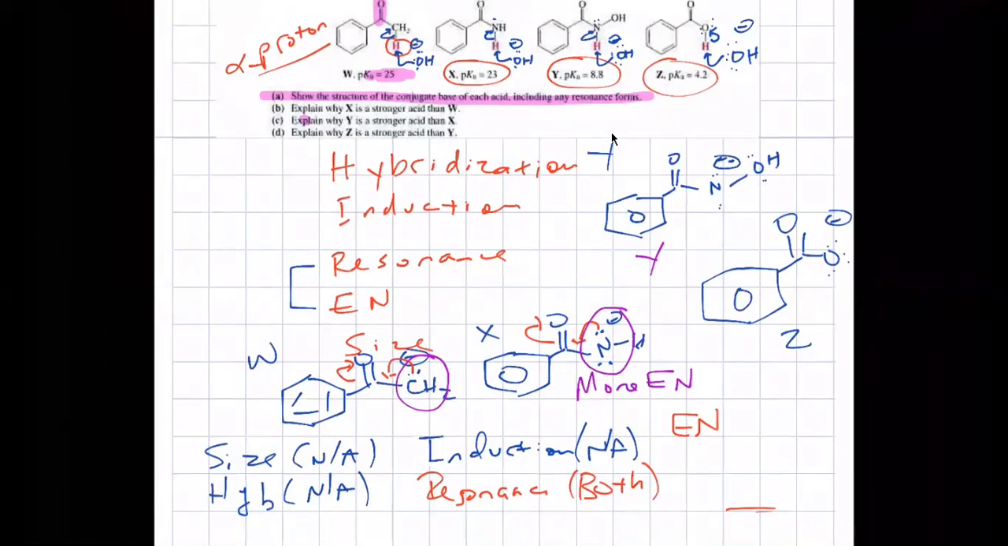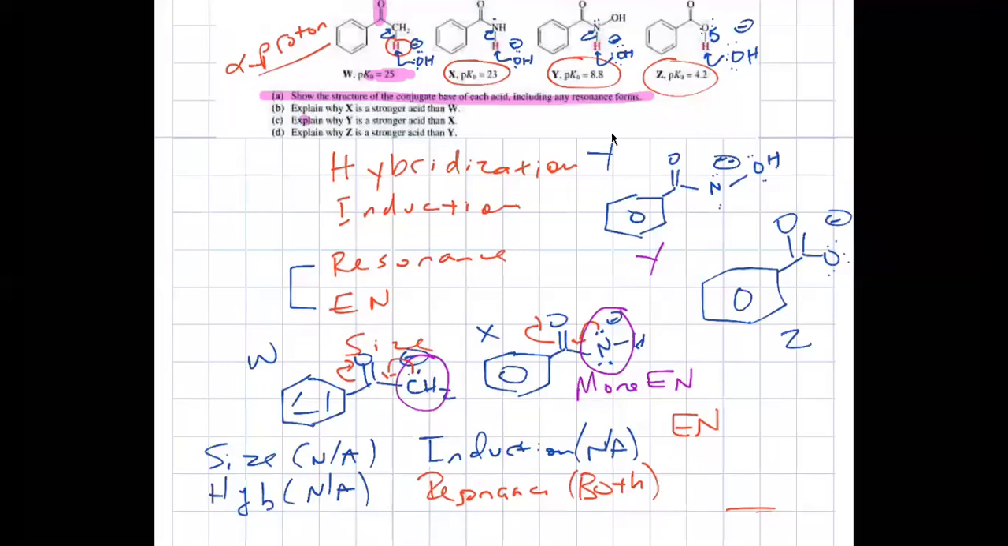Yes. So if we look at Y, between X and Y, the charge is on nitrogen. So size, hybridization, induction, we don't need to worry about those because it's the same atom. Size and hybridization, I don't want to skip induction, I just gave the answer away, but I don't want to skip that. Size and hybridization are the same. They're both sp3 hybridized. The charge is on the same atom in both cases. Electronegativity also, because it's the same atom, there's no difference. So size, hybridization, and electronegativity, we don't have to consider when comparing X and Y.